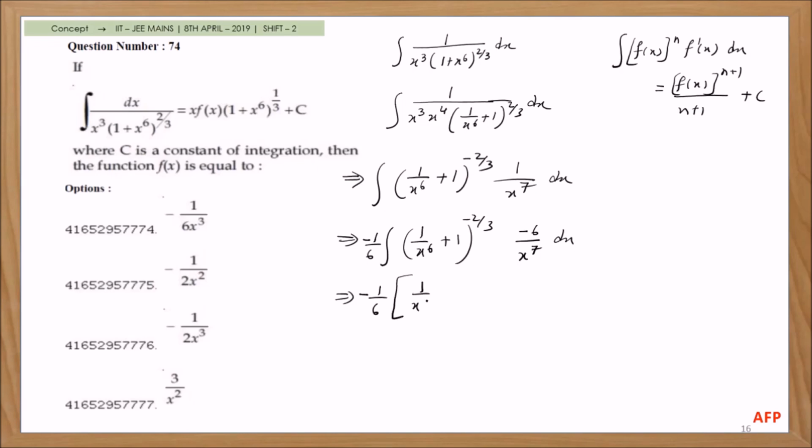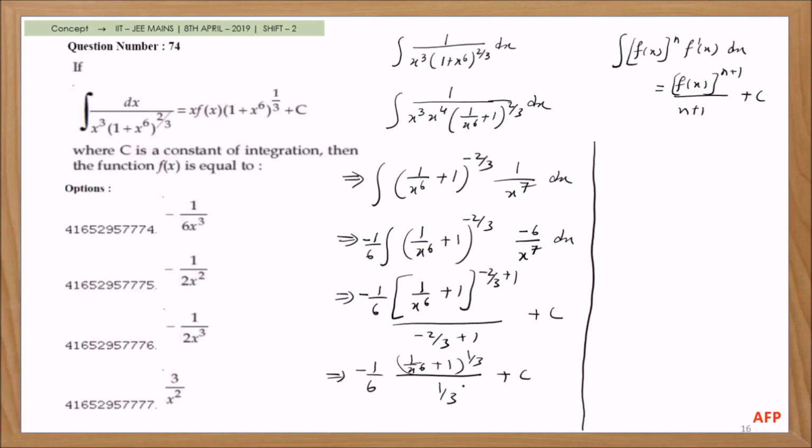so we can write this as 1 divided by x raised to 6 plus 1 minus 2 by 3 plus 1 divided by minus 2 by 3 plus 1 plus integration constant. So this is nothing but minus 1 by 6. So if I 1 divided by x raised to 6 plus 1 whole raised to 1 by 3, so divided by 1 by 3 plus c. We go for cancellation 2 times. So this implies minus 1 by 2.